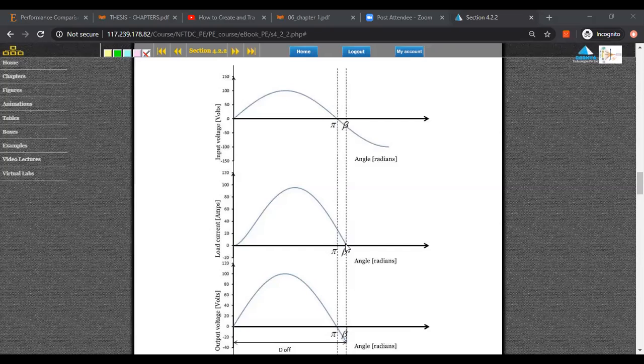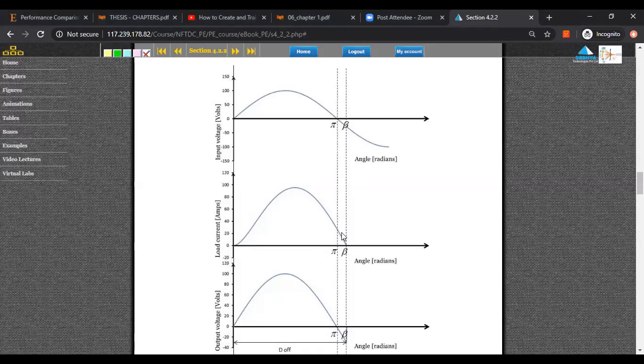The point after which the load current becomes zero is known as the current extinction angle, beta. Observe that the input voltage is positive till pi. Even though it becomes negative, there is still conduction. You can see the load current still conducts. This is because of the energy stored in the inductor. That energy will not allow the diode to go reverse biased, that is, to turn off as a switch.